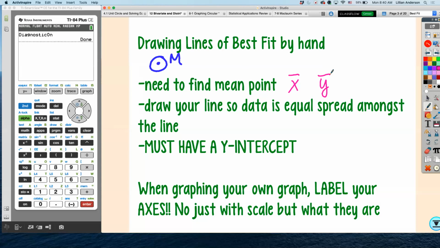Then when you actually draw your line of best fit by hand or by eye, you draw the line so the data is equally spread amongst the line. In other words, half of your data is above the line, half of your data is below the line. It must have a Y-intercept. I've seen on several mark schemes that if your line of best fit doesn't cross the y-axis, you lose points there. So make sure that one, the line goes through the mean point, half your data is above the line, half your data is below the line, and it has a y-intercept.